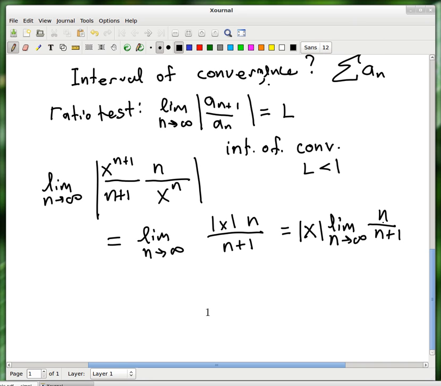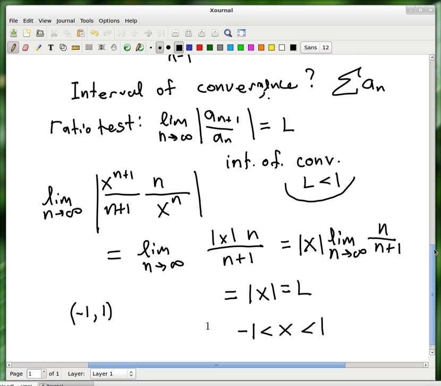You can see 1,000 ways that this is equal to 1. For example, just use L'Hopital's rule once. And you see that the answer is the absolute value of x. So this is L. Remember, we still have to find the values where L is less than 1. To do that, you get rid of the absolute value signs by looking between -1 and +1 and solving, and the solution here is from -1 to 1, the open interval.